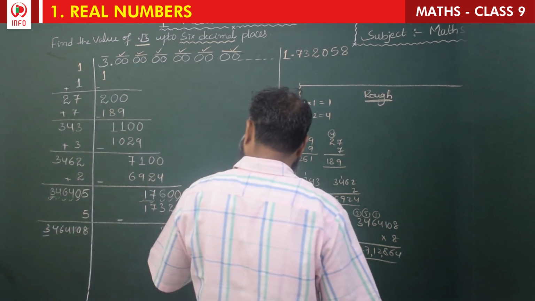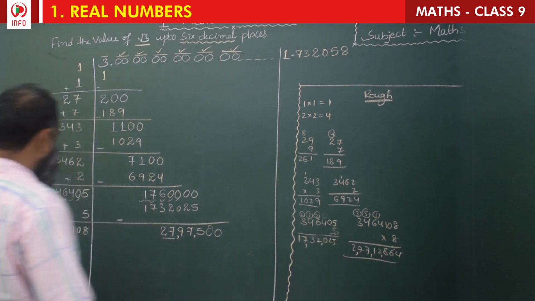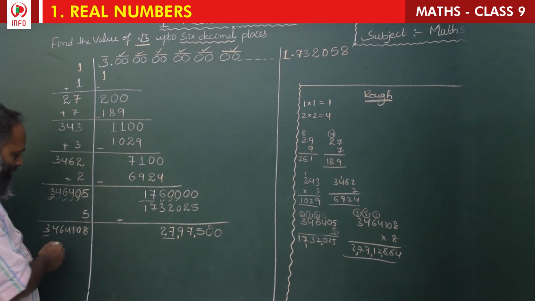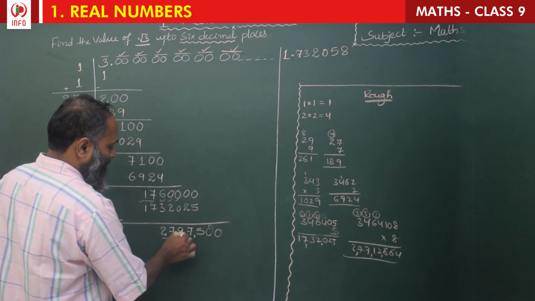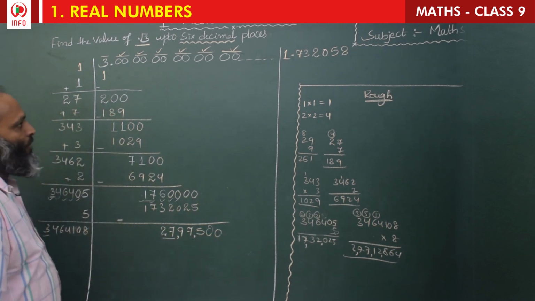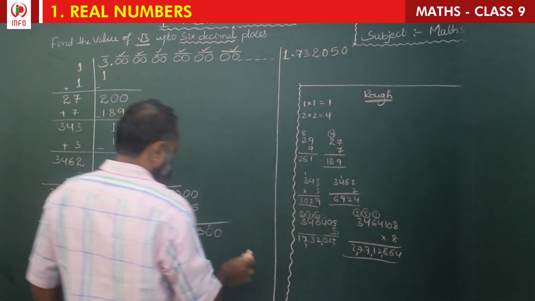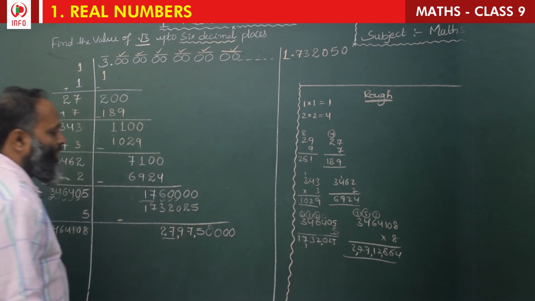1 2 3 4 5 6 7. 1 2 3 4 5 6 7. So here also 7, here also 7 we have. If we have 7 digits here and 7 digits there, it is more, which means one more 0 we have to keep here, and again 2 zeros we should keep.